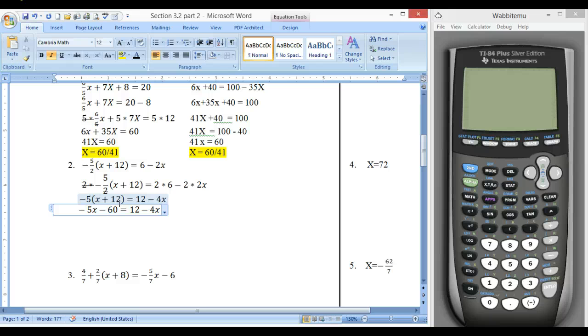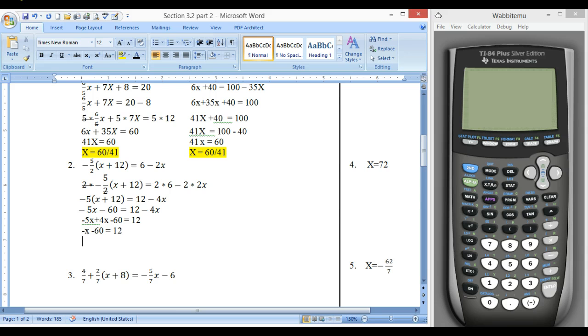Okay, so now I just need to decide which side I want to take all of my x's to and everything without the x to the other side. Just to stay consistent, let's put the x's on the left. It's just common. So I'm going to move my minus 4x over. So when I bring it over here, it becomes positive 4x. So I have negative 5x plus 4x minus 60 equals 12. There we go. Negative 5x plus 4x gives me negative x. And then minus 60 equals 12.